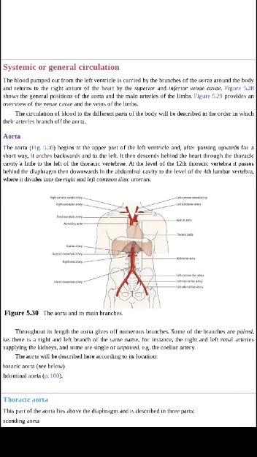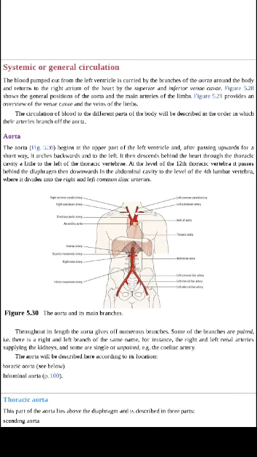Okay, the circulation of blood can be divided into two parts, and these are further discussed later on. Firstly, we will discuss the aorta, because when the blood leaves our heart, it enters the aorta. So what is the aorta? The aorta begins at the upper part of the left ventricle, and after passing upward for a short way, it arches backward and to the left.